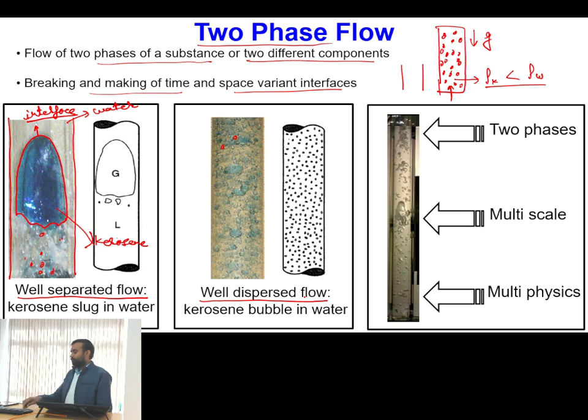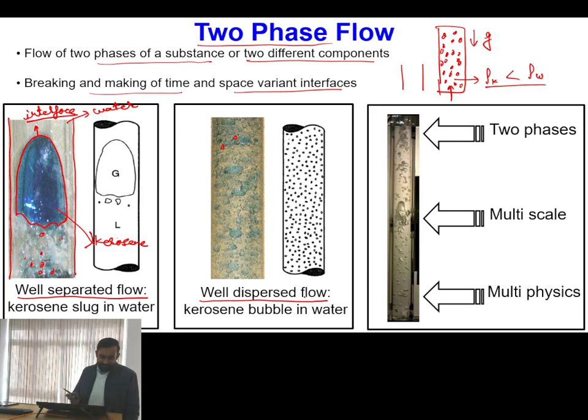Is this one clear? So for example, if you take a bottle, half fill it with water, half with oil, and then try to shake it, what you will find is that oil and water are significantly mixed with each other. So this type of situation is called well dispersed flow. When you allow this bottle to settle for a long duration, after that again there will be separation because of gravity. Is this point clear?